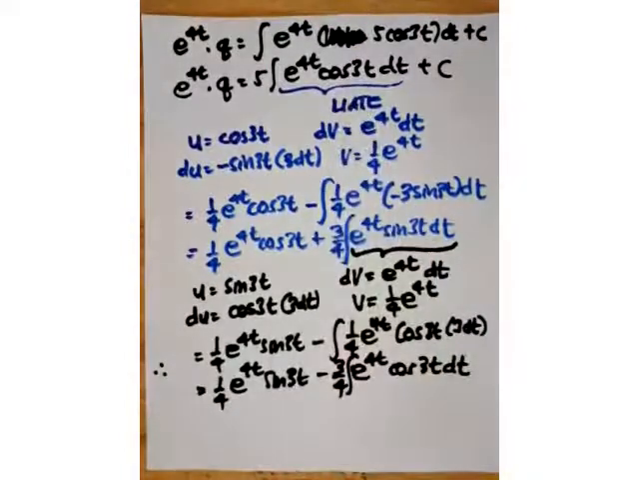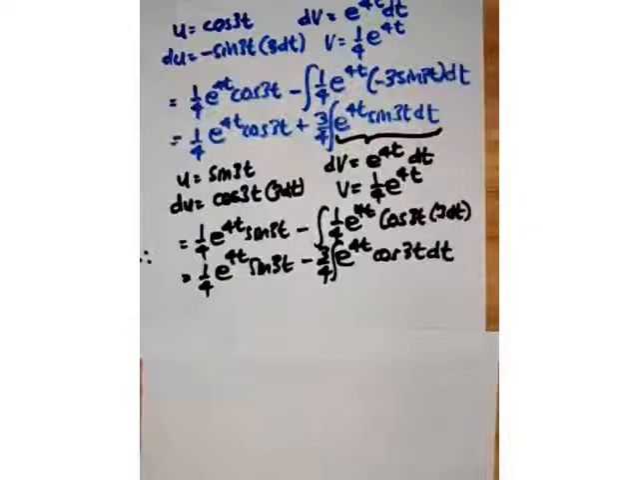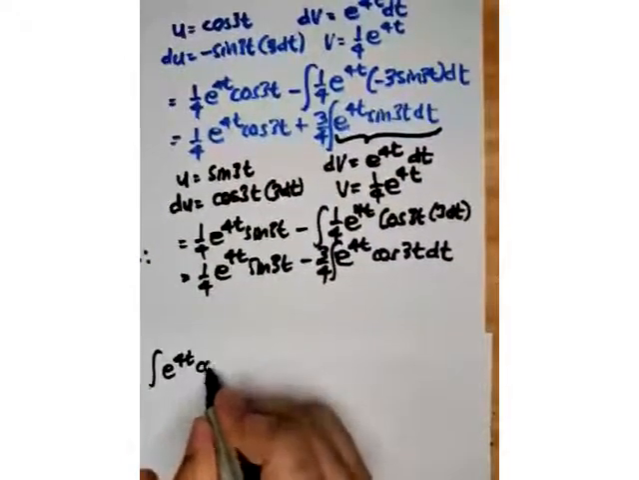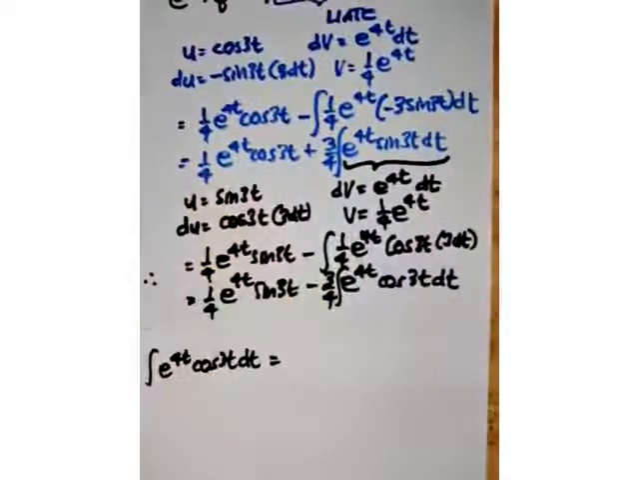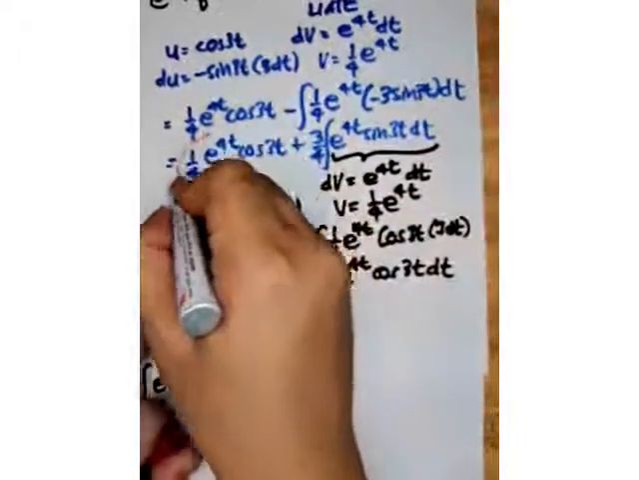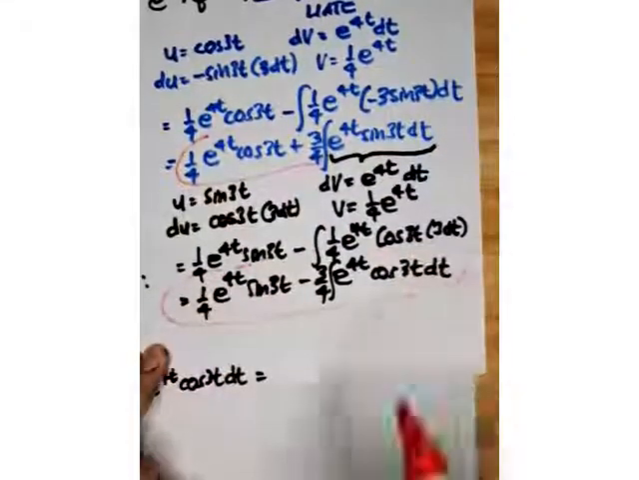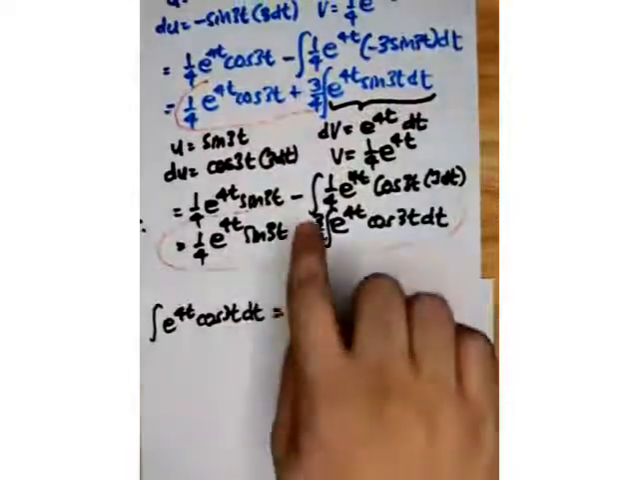Isn't it that when this happens, what we do is we just transpose it? So we simplify first. I'll take that equation first. So that is the integral of e raised to 4t cosine 3t dt, and that's equal to this whole thing, including the 3/4 and this.